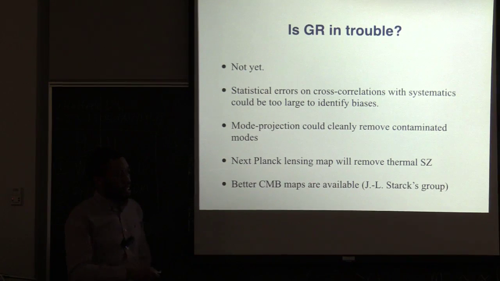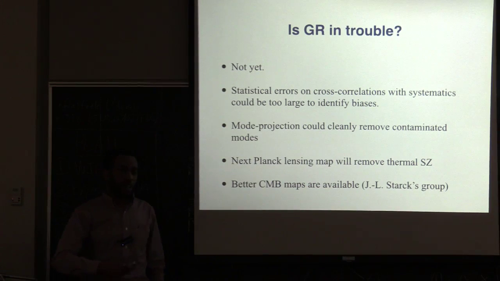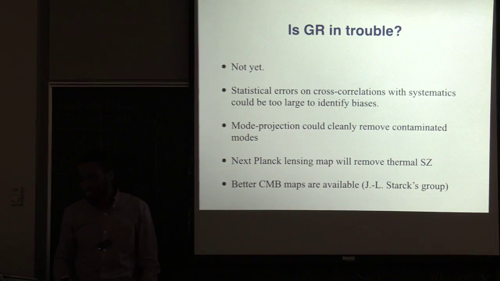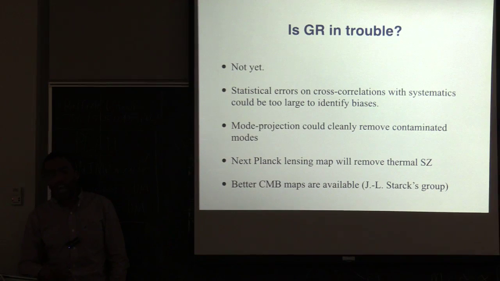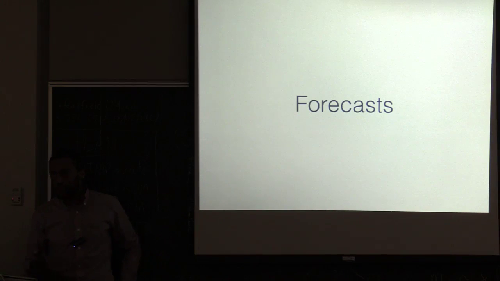Also, finally, there are these new maps by Jean-Luc Starck in France, whose group claims that these maps are totally free of SZ contamination. They haven't produced a CMB lensing map yet, but if they were to do that, that would help remove these problems even further. Yes?